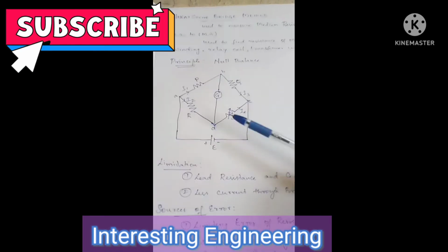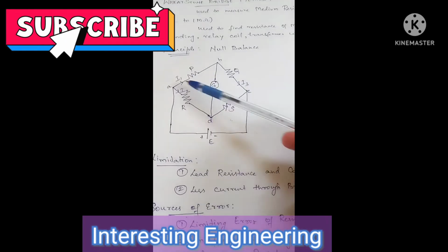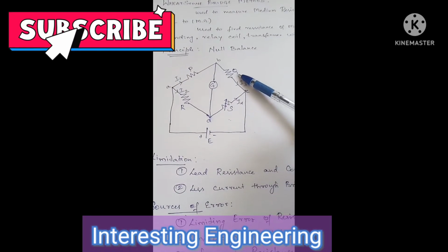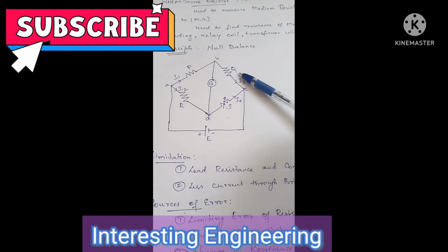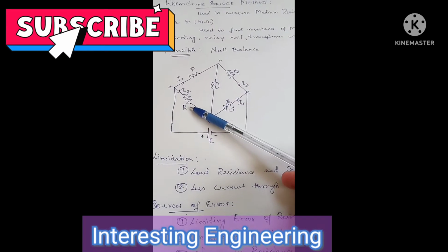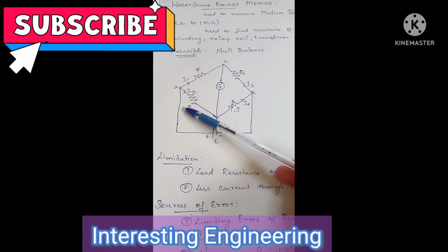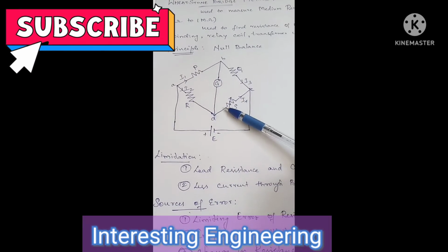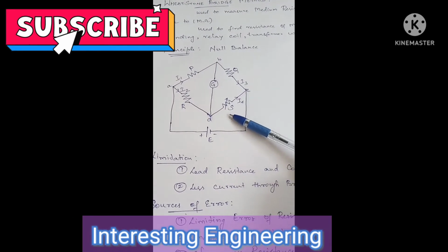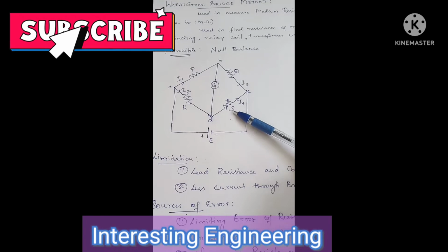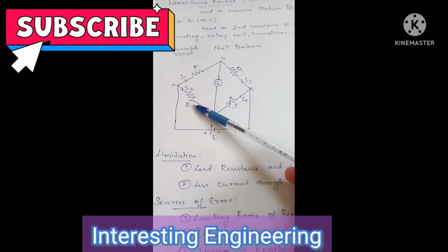Regarding its construction, it consists of 4 arms, where 2 ratio arms consist of fixed, non-inductive resistors. One arm of the bridge circuit consists of the unknown resistor whose value is to be found out, and in the other arm we have a variable standard resistor which is adjusted to find the resistance of this unknown resistance.